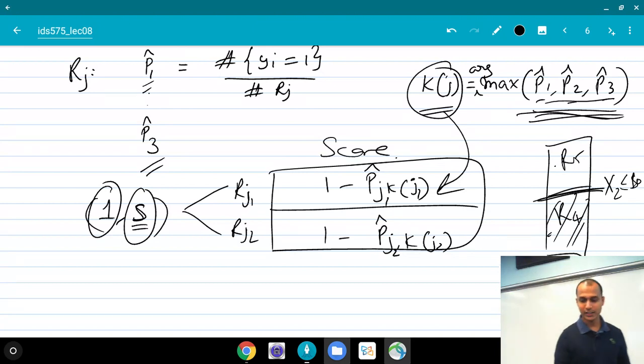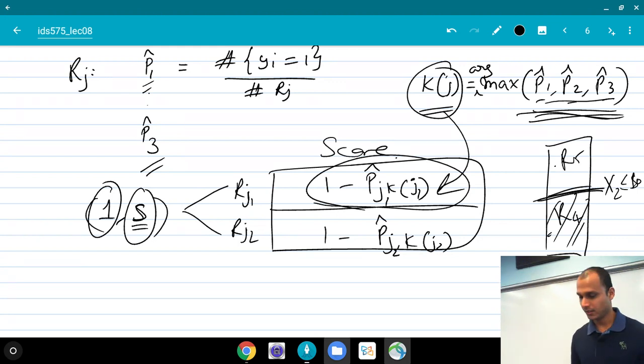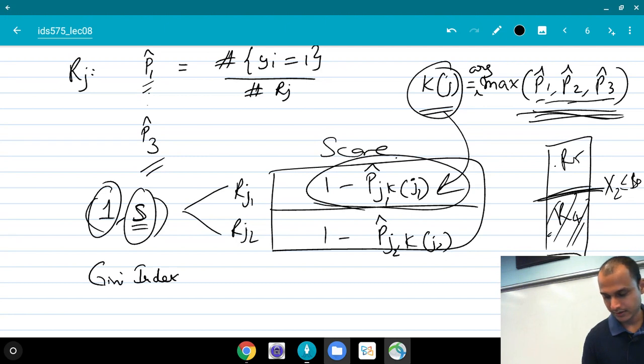And that's why this is called a node impurity function. The higher this number, the more impure that node is, as in it has a mix of different classes. The lower this number, the more pure that node or region is, and it has mostly the same class. This is the misclassification scoring criterion. There are a couple of other criteria called Gini index and cross-entropy.